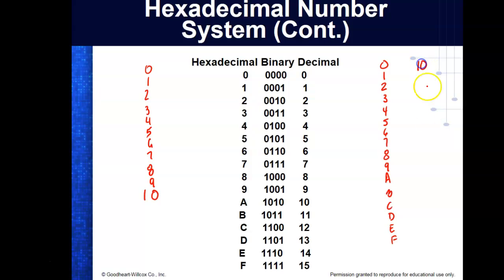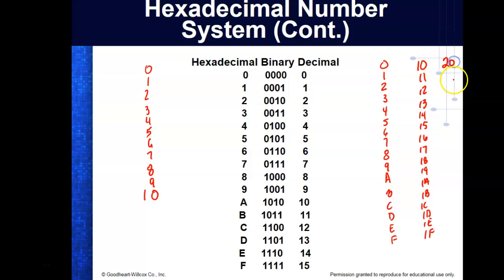I'd go like this, but that's not 10. That's actually 16. So no matter what base you're in, 1, 0 equals the base. Those symbols equal the base. Then I'd go 1, 1, 1, 2, 1, 3, 1, 4, 1, 5, 1, 6, 1, 7, 1, 8, 1, 9, 1, A, 1, B, 1, C, 1, D, 1, E, 1, F. What comes next?